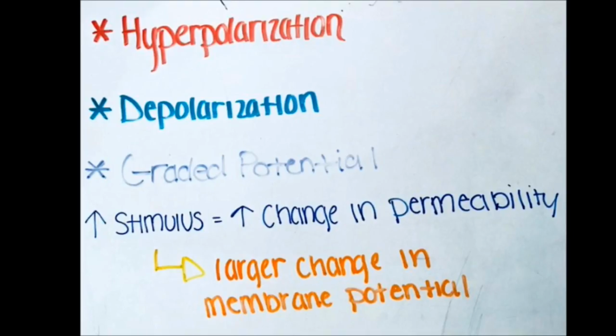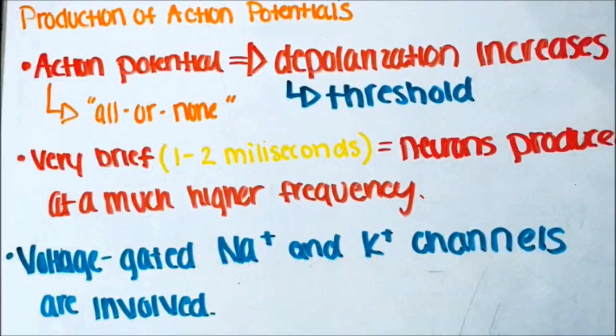Production of action potentials. Action potentials occur whenever a depolarization increases the membrane voltage to a particular value called the threshold. If the depolarization shifts the membrane potential sufficiently, then the result is a massive change in membrane voltage known as an action potential, or the all-or-nothing phenomenon. Once an action potential is triggered, it has a magnitude that is independent of the strength of the triggering stimulus. Action potentials of neurons are very brief. They last for about 1 to 2 milliseconds, therefore resulting in action potentials being produced at much higher frequencies.